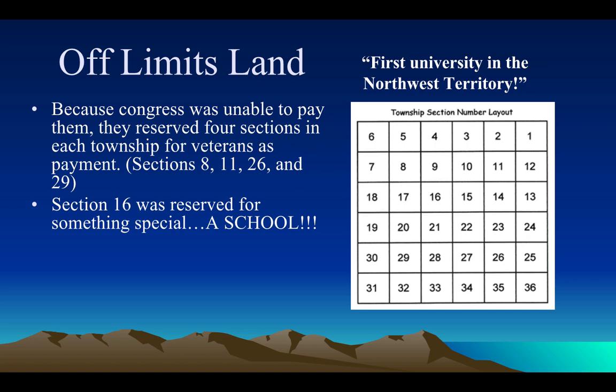Since Congress wasn't able to pay them, they reserved four sections in each township for veterans as payment, sections 8, 11, 26, and 29. And then section 16, as I referenced earlier, was reserved for a very special and important institution, a school. Veterans, veterans, veterans, veterans, school.